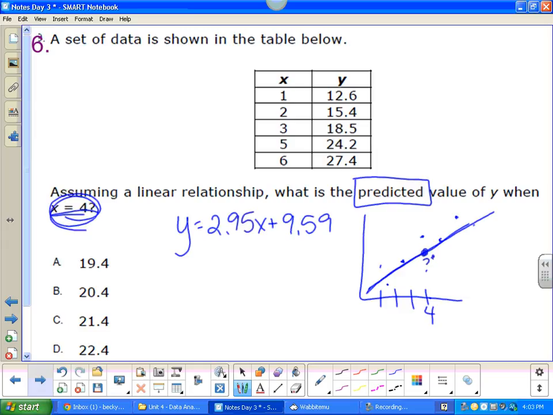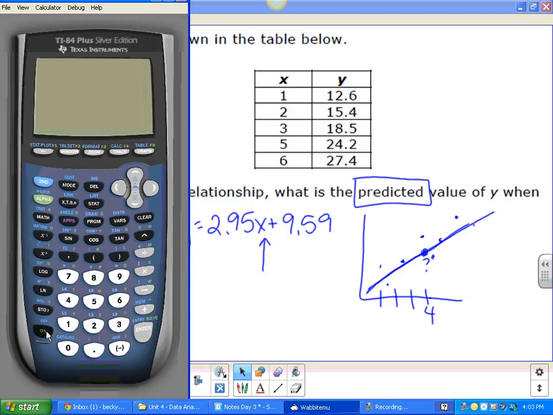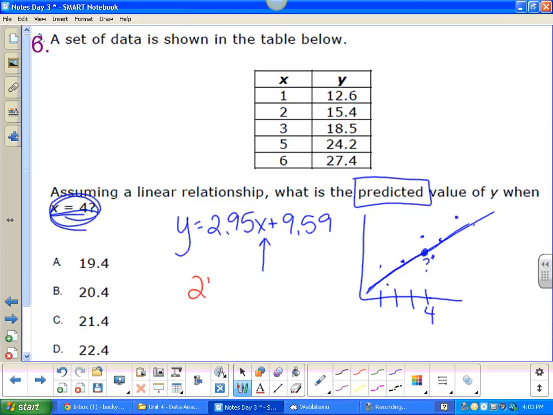Well, when x is 4, that means I take a 4 and I plug it into my x value. So I take my calculator and I do 2.95 times 4 plus 9.59. So I'm plugging a 4 into my equation. And I get 21.39. So we're going with 21.4. So you can use your prediction equation to find predicted values. Just take your x value and plug it in for x.